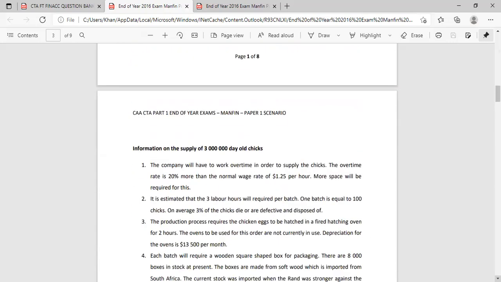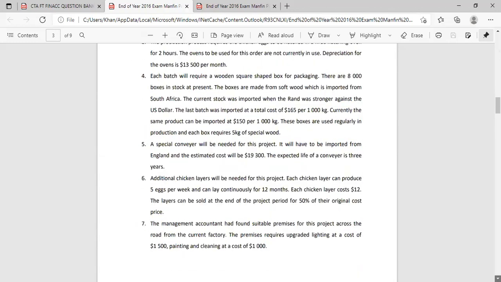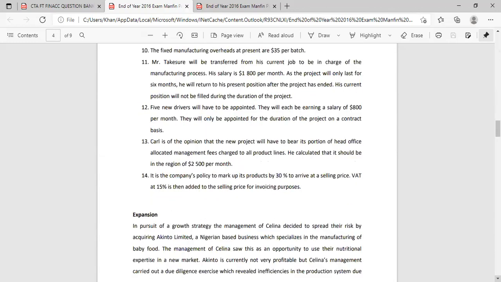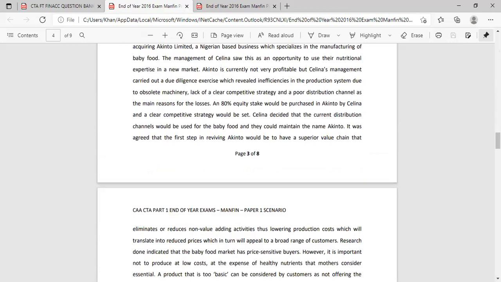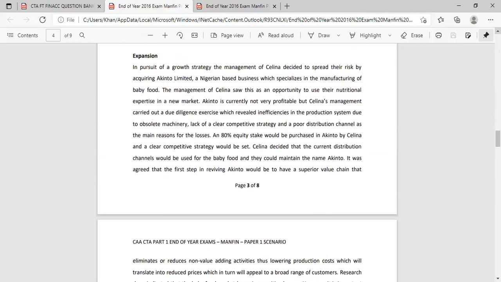Okay, so this is for that relevant costing question. This is for question one. We're not dealing with that, so I'm skipping it. And we're going to go into the expansion. Okay, so we're just going to read up the expansion under the valuation notes, and then we will jump into answering the question.